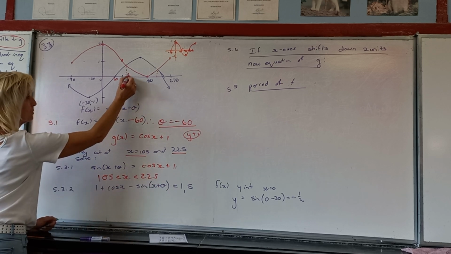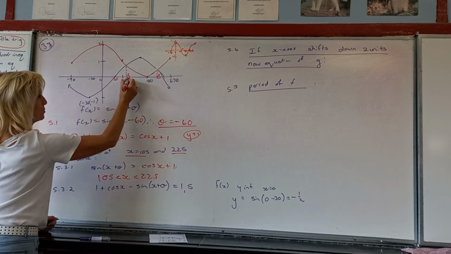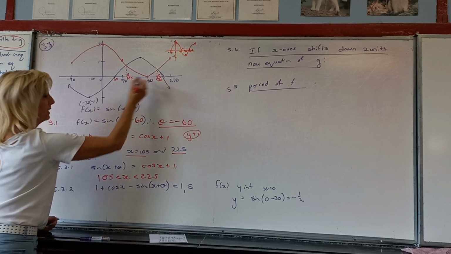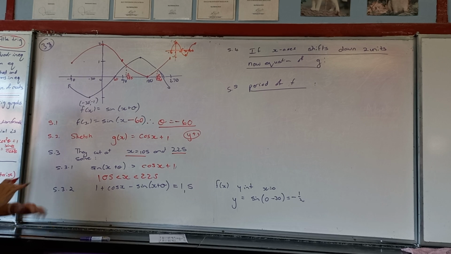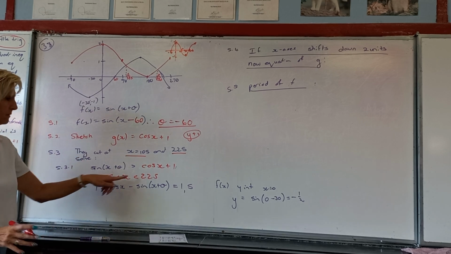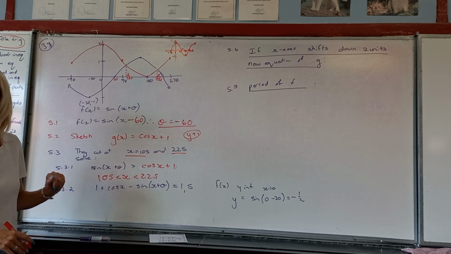225. Guys, that was your A and your B, which they gave us 105 and 225. Right. Done. Include, exclude? Joshua, exclude, and you were right in this case.